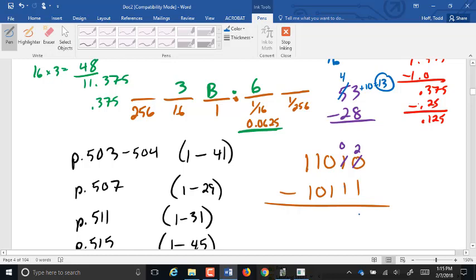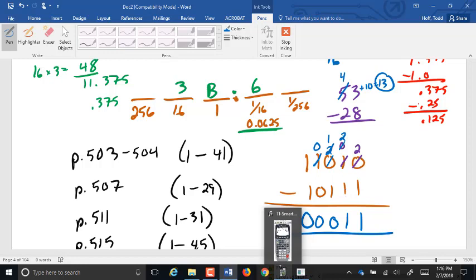So 2 minus 1 is 1. 0 minus 1 can't be done. Can't borrow there, so I borrow here. This is a 0. This becomes a 2, so now I borrow this as a 1, and this becomes a 2. 2 minus 1 is 1. 1 minus 1 is 0. 0 minus 0 is 0. 1 minus 1 is 0. So that subtracts 3, just 1, 1.